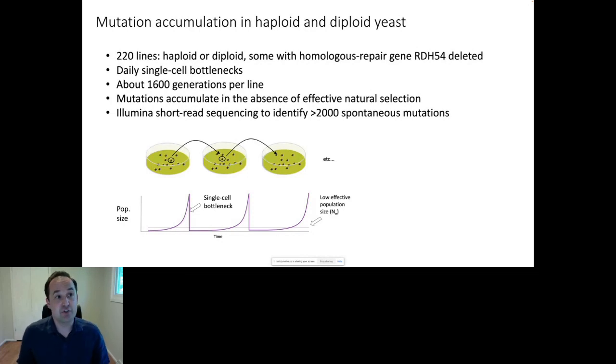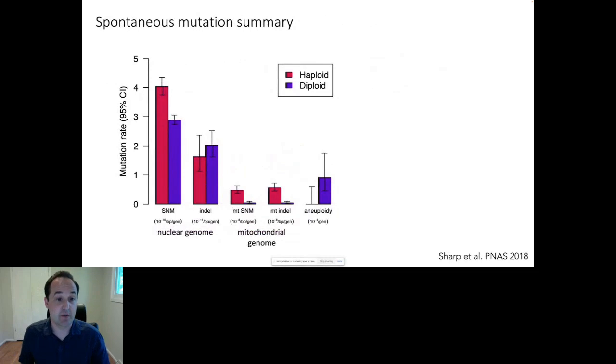And so we have 220 such lines of yeast. Some were haploid and some were diploid. And in some cases, we also have strains with the homologous repair gene RDH54 deleted. I'm not going to talk too much about that aspect of the experiment. And then naturally, after about 1,600 generations of mutation accumulation, we want to sequence these strains to find out what mutations occurred. And this is just a summary of quite a lot of data we collected.